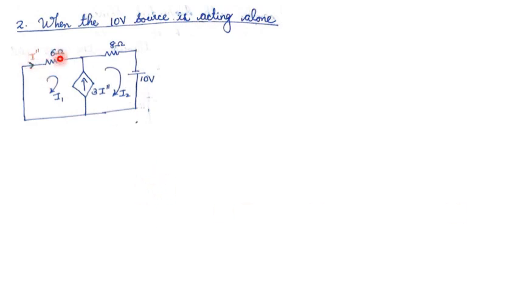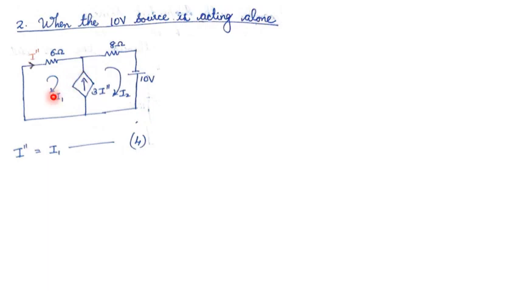Now the current through the 6 ohm resistor is marked as I double dash. So this source will change to 3 into I double dash. Now our aim is to find I double dash. For that we consider two loop currents I1 and I2. And from this diagram itself we can write I double dash is equal to I1. Both are the same.